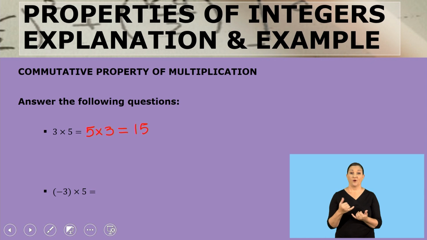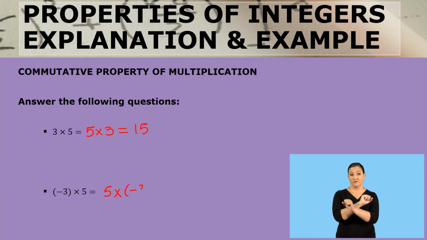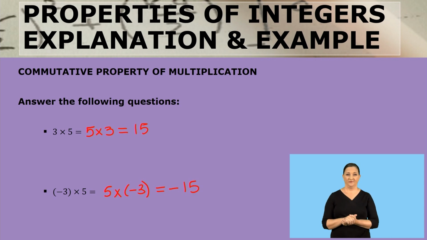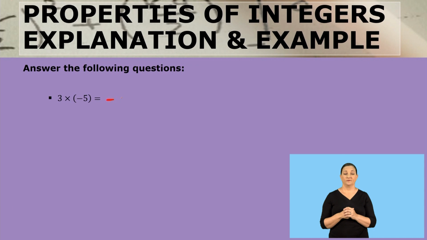Then we have the next one there, a negative 3 multiplied by 5. So this is the same as 5 multiplied by a negative 3. And of course, our answer there is a negative 15 because we are multiplying a positive number with a negative number. So our answer is negative. If we have a positive number multiplied with a negative number, if you remember, we said that the answer is going to be negative. So a positive 3 multiplied by a negative 5 is a negative 15.